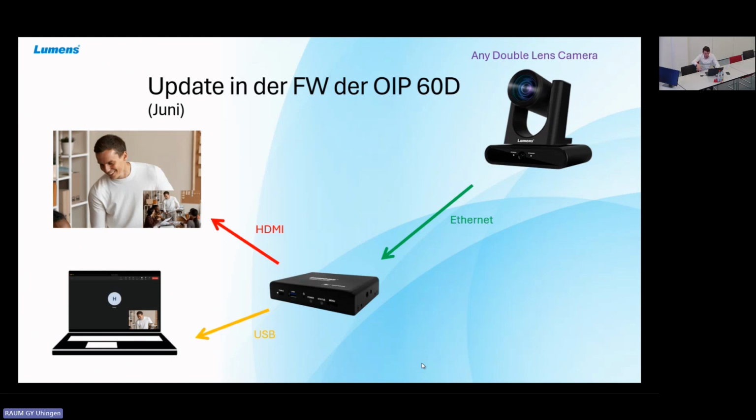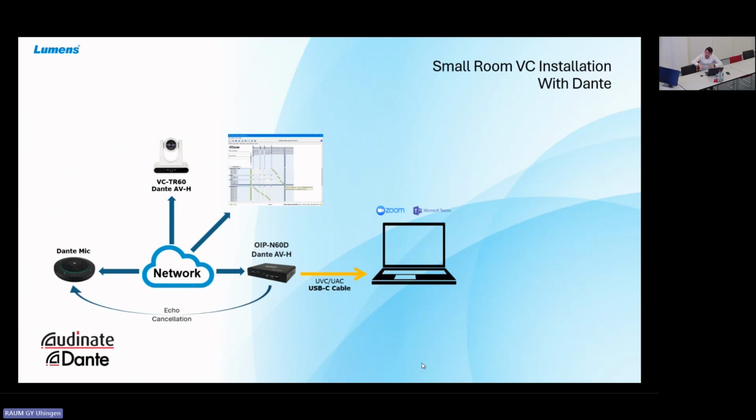And then as a last, Joris, you say you are an AV company, but you talk an awful lot about video and not about audio. Well, we thought about that too. So thanks to the new Dante AV-H, we are now able to take the regular OIP-60D box, charge you some money. We need to pay that to Audinate, and then put Dante AV-H on the box.